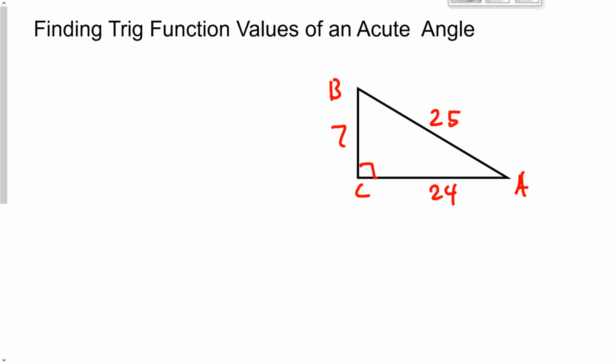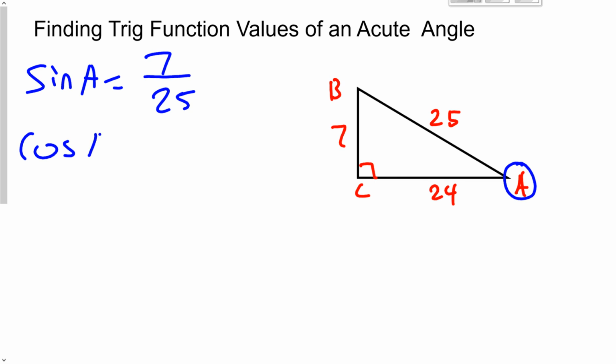Okay, so we want to find the trig functions. That means all 6 of them. So we're finding the trig functions of the acute angle, right? So we're actually going to do both of these. We can do angle A first. So what is sine of angle A? Sine is opposite over hypotenuse. Right, so what's the opposite side of A? It's 7, and the hypotenuse is 25.